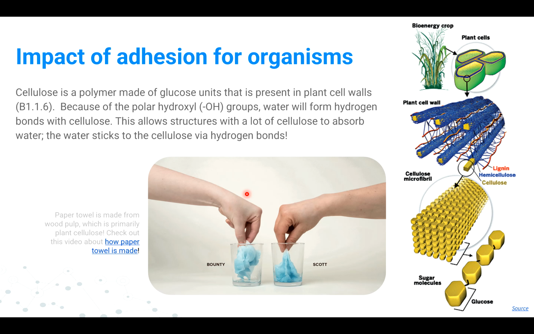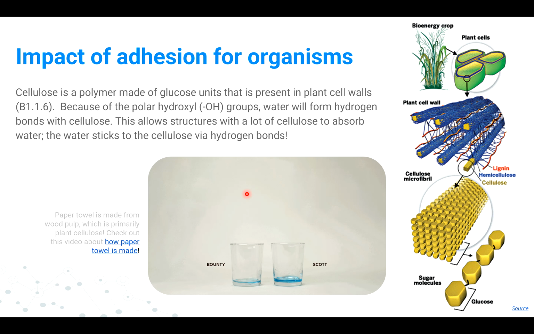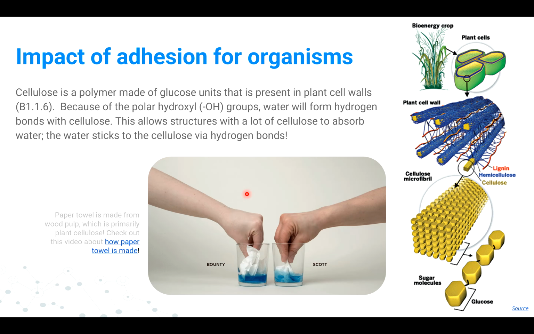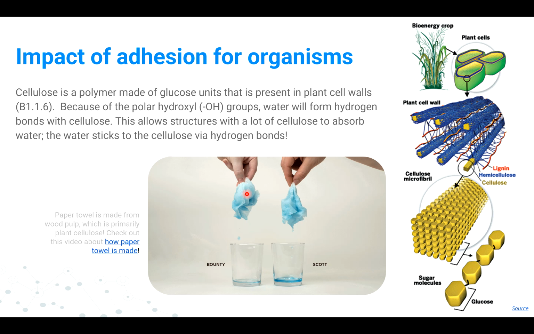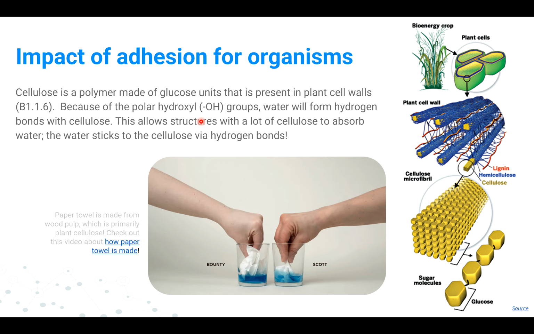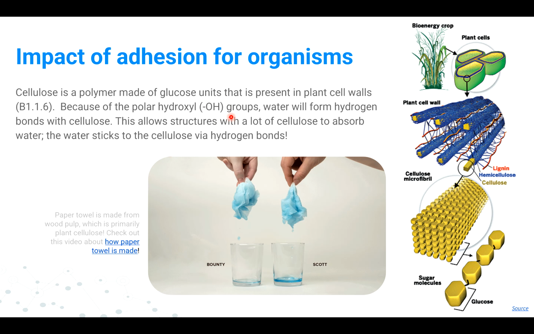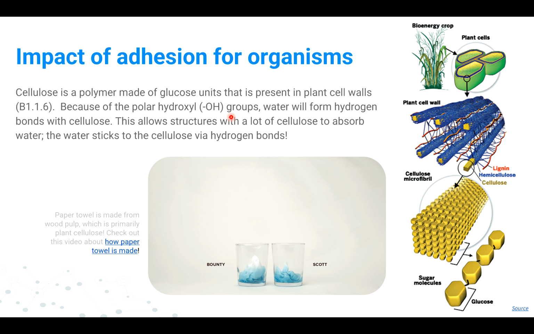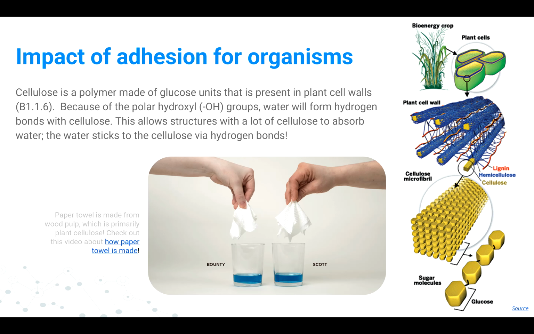So cellulose is a polymer, right? We all know cellulose is a kind of complex carbohydrate, made up of glucose units present in a plant cell wall. Because of the polar hydroxyl group, water will form hydrogen bonds with cellulose, and this allows structures with a lot of cellulose to absorb water, and the water sticks to the cellulose via hydrogen bonds. Imagine paper towel is made from wood pulp, which is primarily plant cellulose, right? And you can imagine why this is happening.